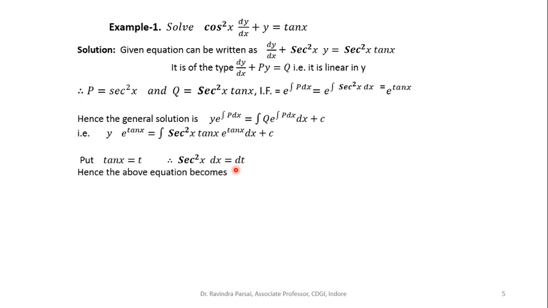Hence the above equation becomes, by putting this value, y e raised to tan x equals integral of t e raised to t dt. Then you know how you will solve this type of integration having different functions in product form. You apply the integration by parts formula. This gives you y e raised to tan x equals first function as it is, integral of second function e raised to t, minus differential of first function which is 1, into integral of second function e raised to t, then again integrating you will get minus e raised to t.